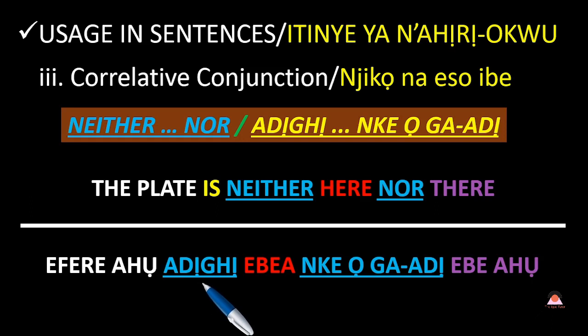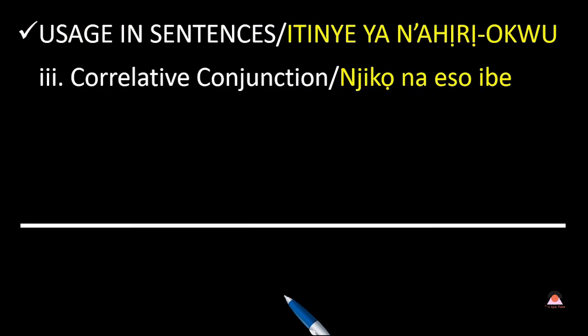Okay, it can be a rim. It can be a choim. Nke m ga-achọ, depending on what the expression is actually talking about. I've just given an example. I neither want this nor that. Achọghị m nke m ga-achọ nke ọzọ. So this can always change. But in this case, adịghị or dị nke ọ ga-adị, that is something in a particular place. Efere ahụ adịghị ebe a nke ọ ga-adị ebe ahụ. So I hope this is clear enough.